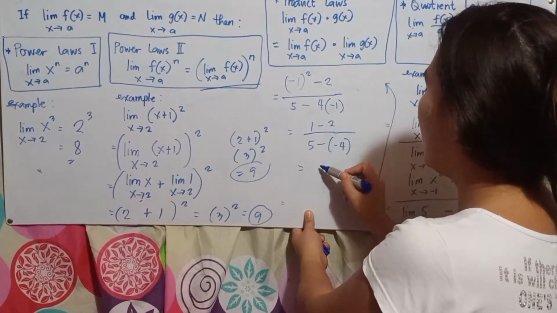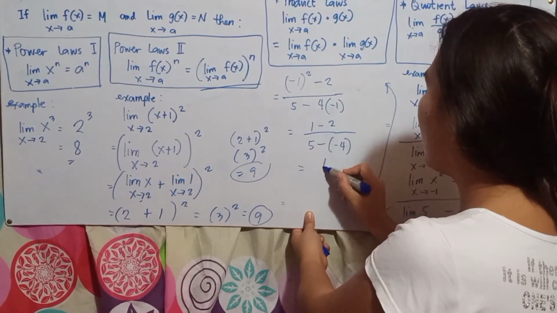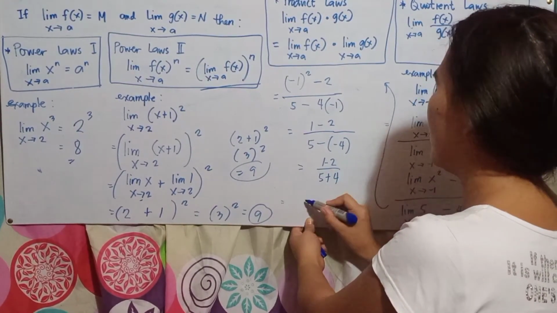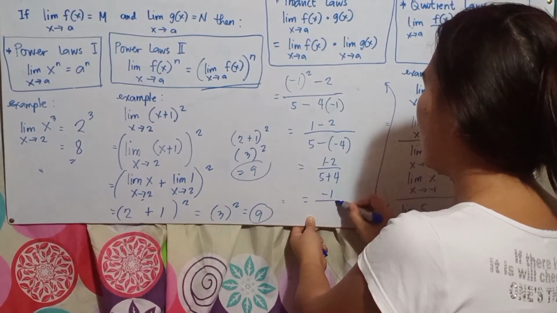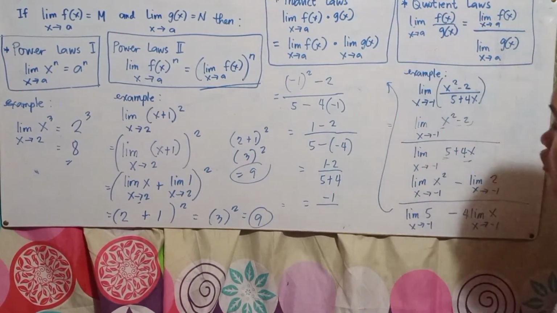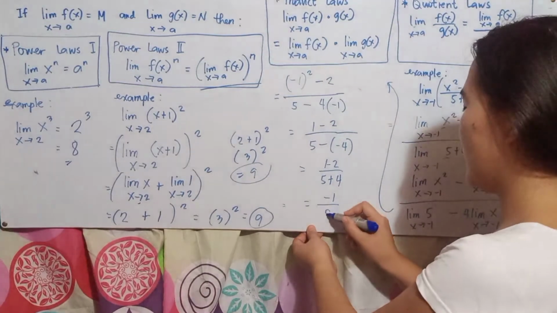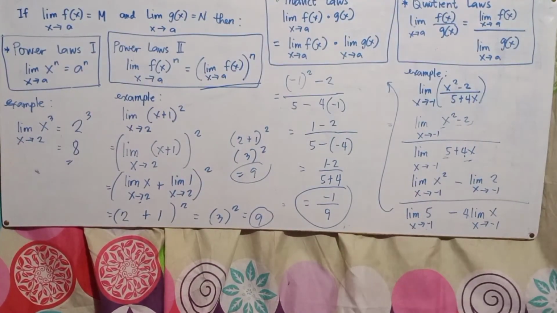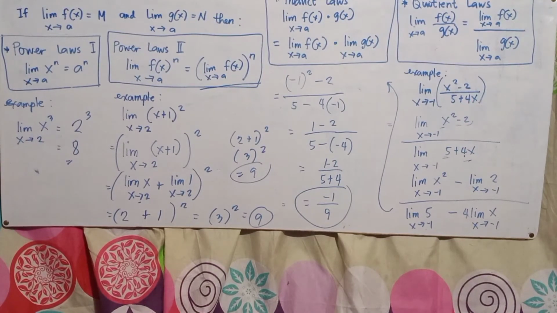So, magiging 1 minus 2 over 5 plus 4. So, negative 1 over 5 plus 4 is 9. So, negative 1 over 9. Okay, so next proceed to root law.